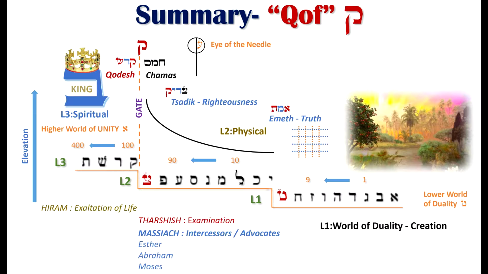We had the intercessors, which are Esther, Avraham, Moses, and the concept of Mashiach, the anointed ones interceding and being advocates during the time of Chamas. They are the Tzadikim who help people to become Kodesh, or holy, to raise their potential in order to come before the King.